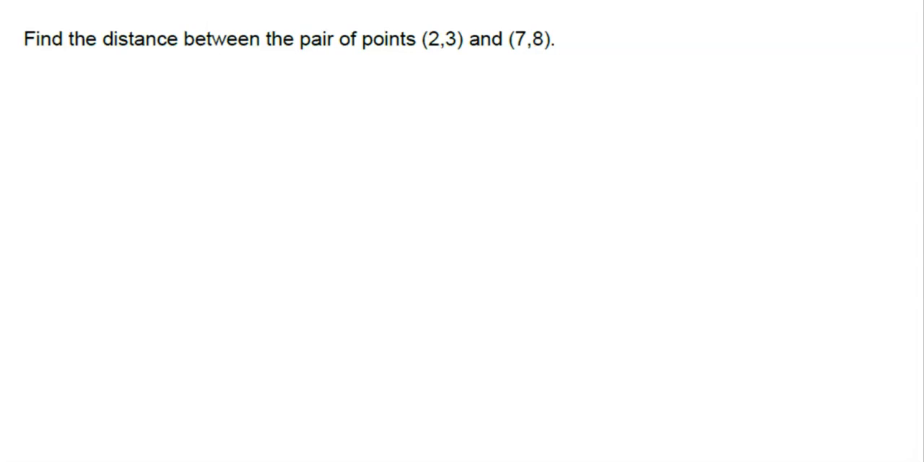To find the distance between 2 points, we're really using the Pythagorean theorem to do that. That's where the distance formula comes from. If you think about these 2 points and where they would be on a graph, we would have the point 2, 3, and we would have the point 7, 8, and we're looking for the distance between them.